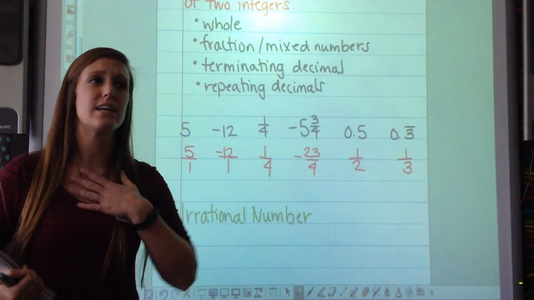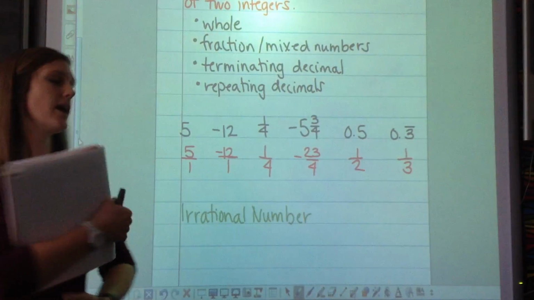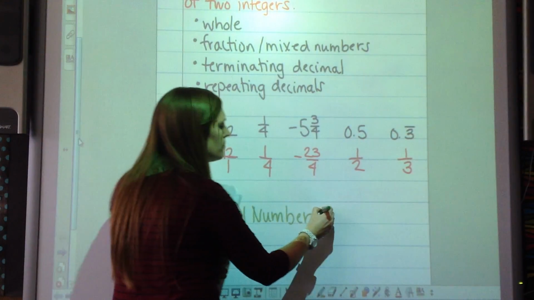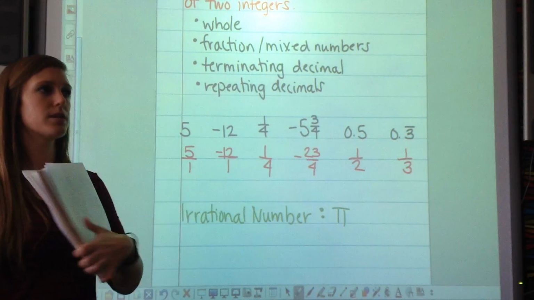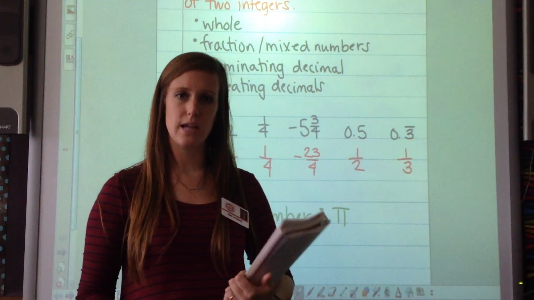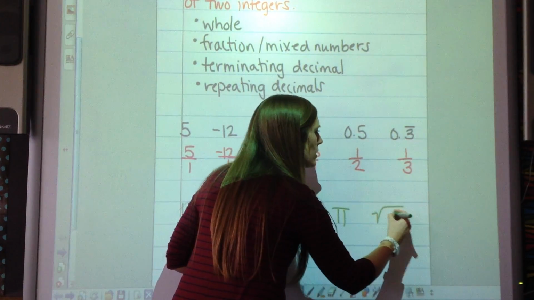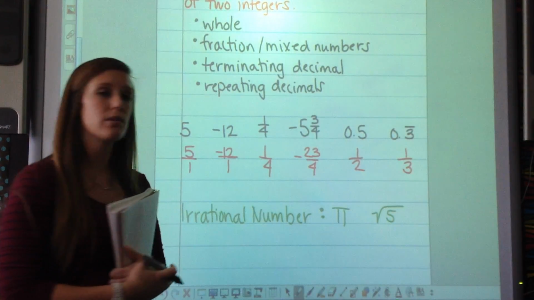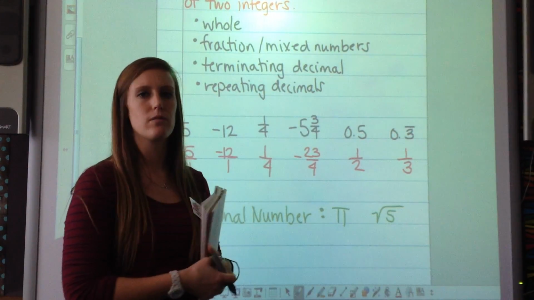So I'm thinking of decimals that go on forever and ever without stopping. And I can think of one number in particular, pi. Pi is a decimal that goes on forever without stopping and does not repeat. Another example I'm thinking of is a square root of a number that's not a perfect square. If you put this in your calculator, you're going to see that it's going to go on forever without repeating.